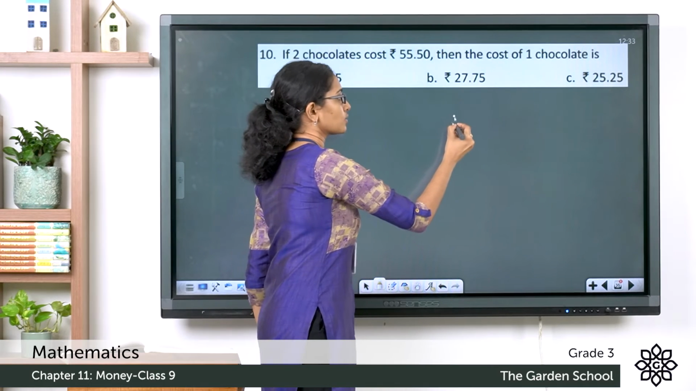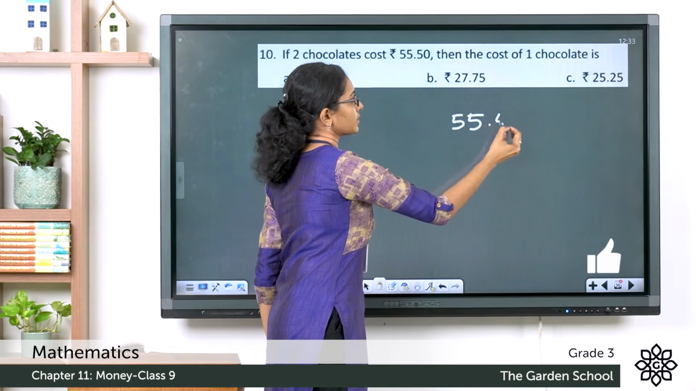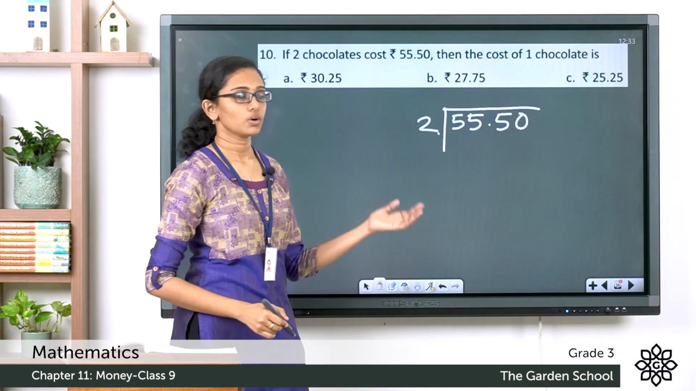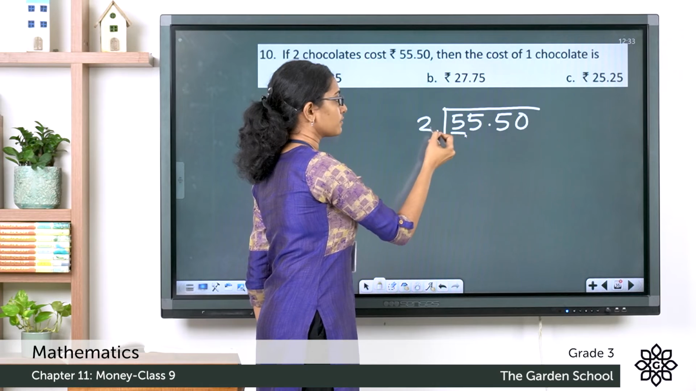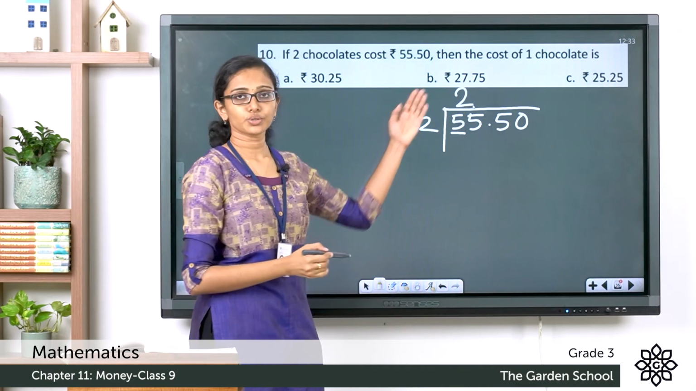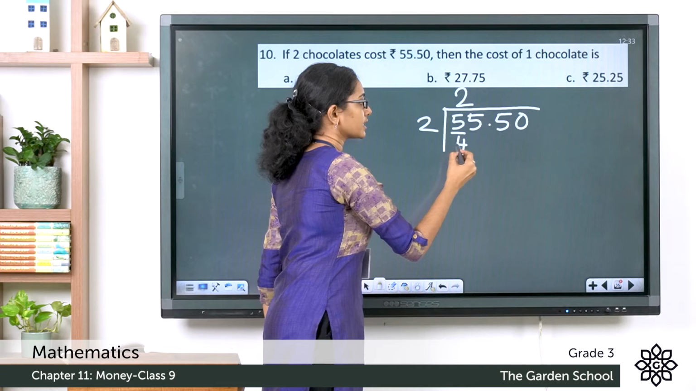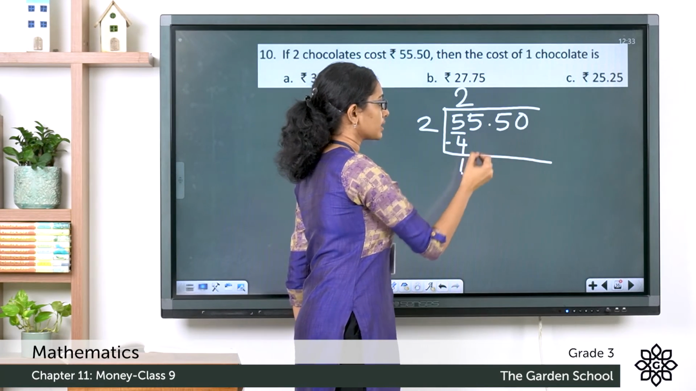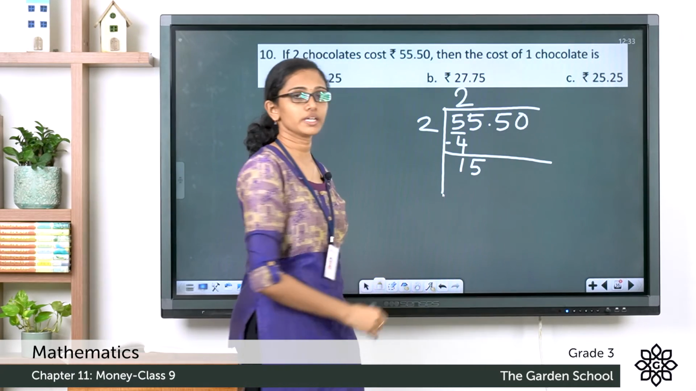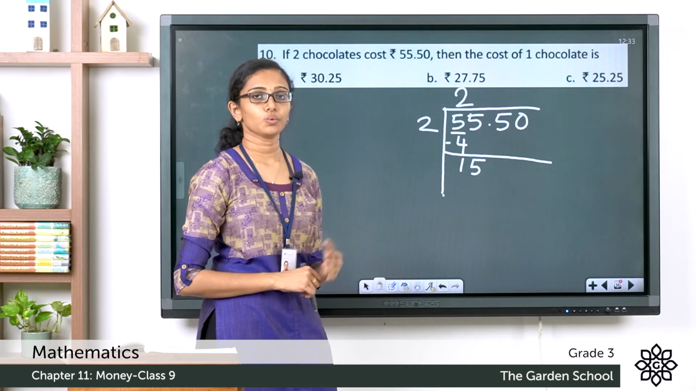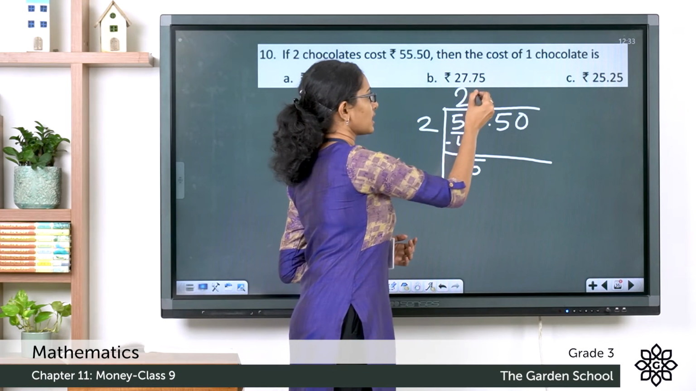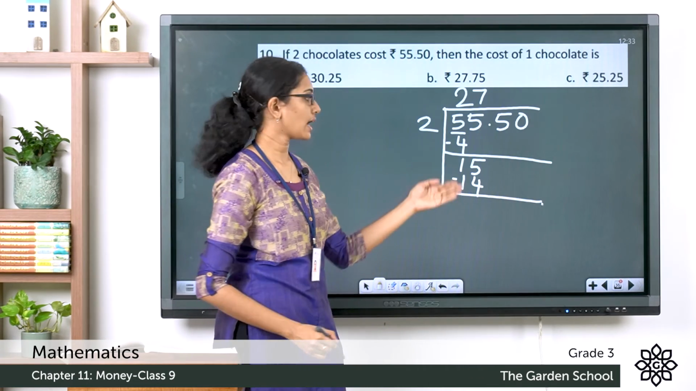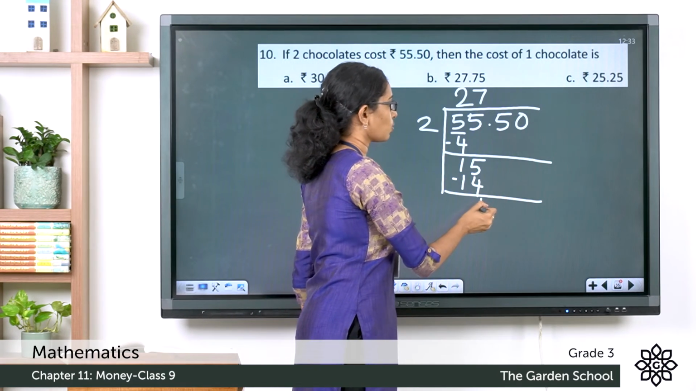The total cost is equal to 55 rupee 50 paise, and it has to be divided by 2. So the first digit 5, 5 divided by 2 is equal to 2. We know 2 2s are 4. Let's write it here. Subtract the numbers. 5 minus 4 is equal to 1. Bringing the next digit down, here we have 15 now. Now 15 divided by 2. What is it? It is equal to 7. We know 7 2s are 14. Now subtracting the numbers, here we have 15 minus 14 is equal to 1 here.